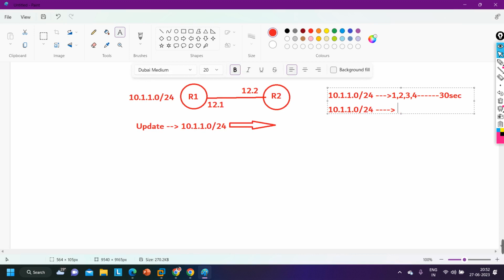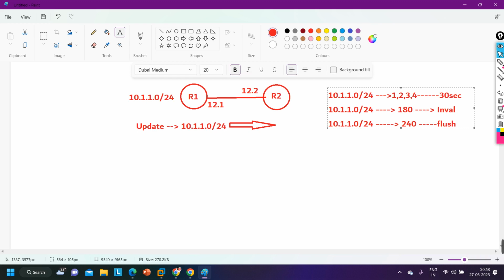So if it does not receive any update message till 180 seconds, then it will declare this prefix as invalid. Means it will not use this prefix. If it receives traffic for this destination, it will drop the traffic. Router will drop the traffic. And after 180 seconds, it will wait. For this time the prefix is invalid, but it is still waiting for 240 seconds. After 240 seconds, it will flush it from the table.